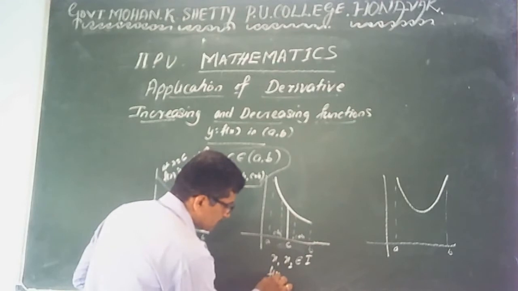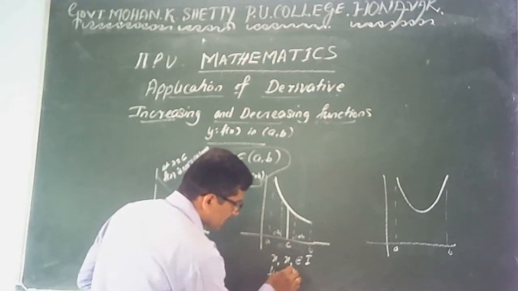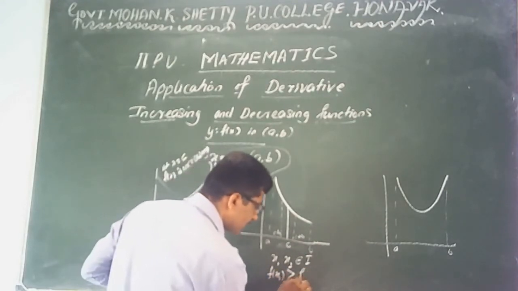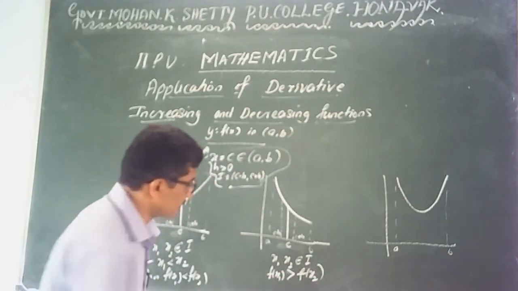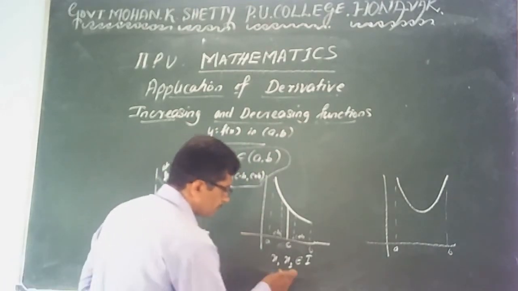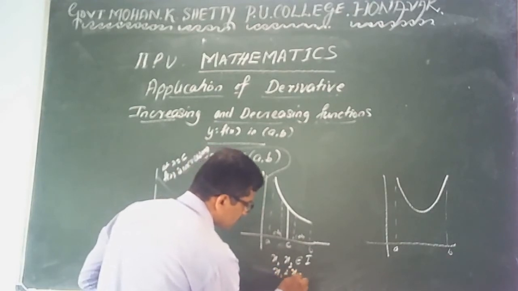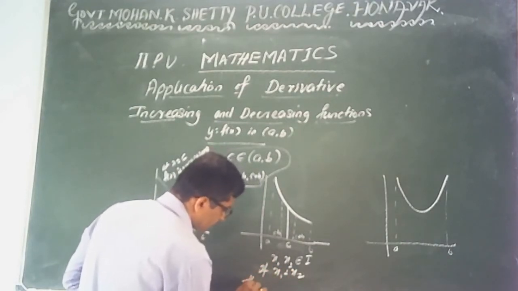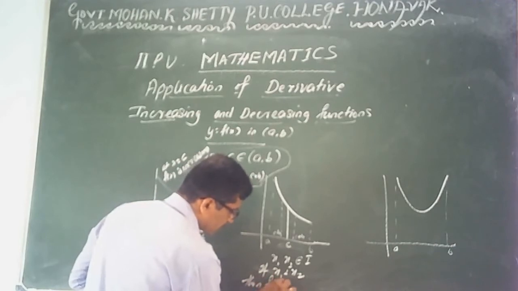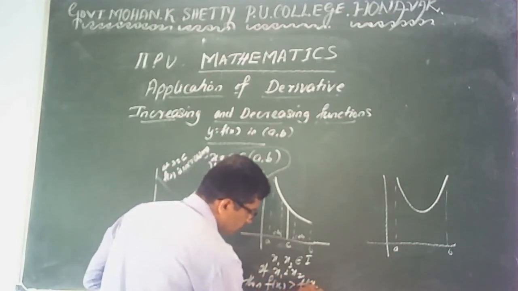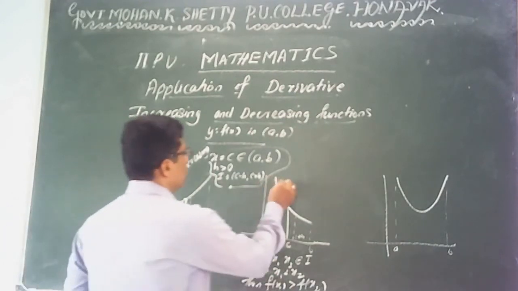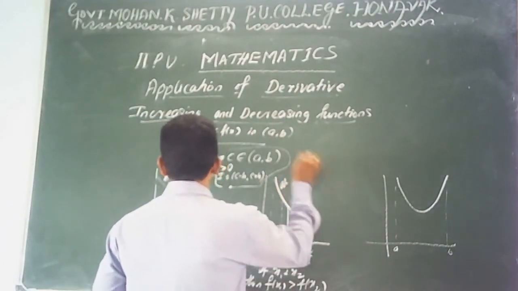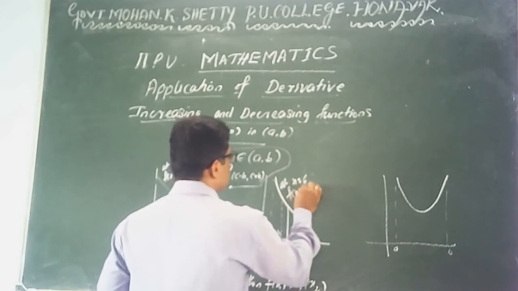Here f of x1 is greater than f of x2. Here you can say that x1 is less than x2. Remember, x1 is less than x2, and then f of x1 is greater than f of x2. Then at the point x equal to c, the given function is decreasing.